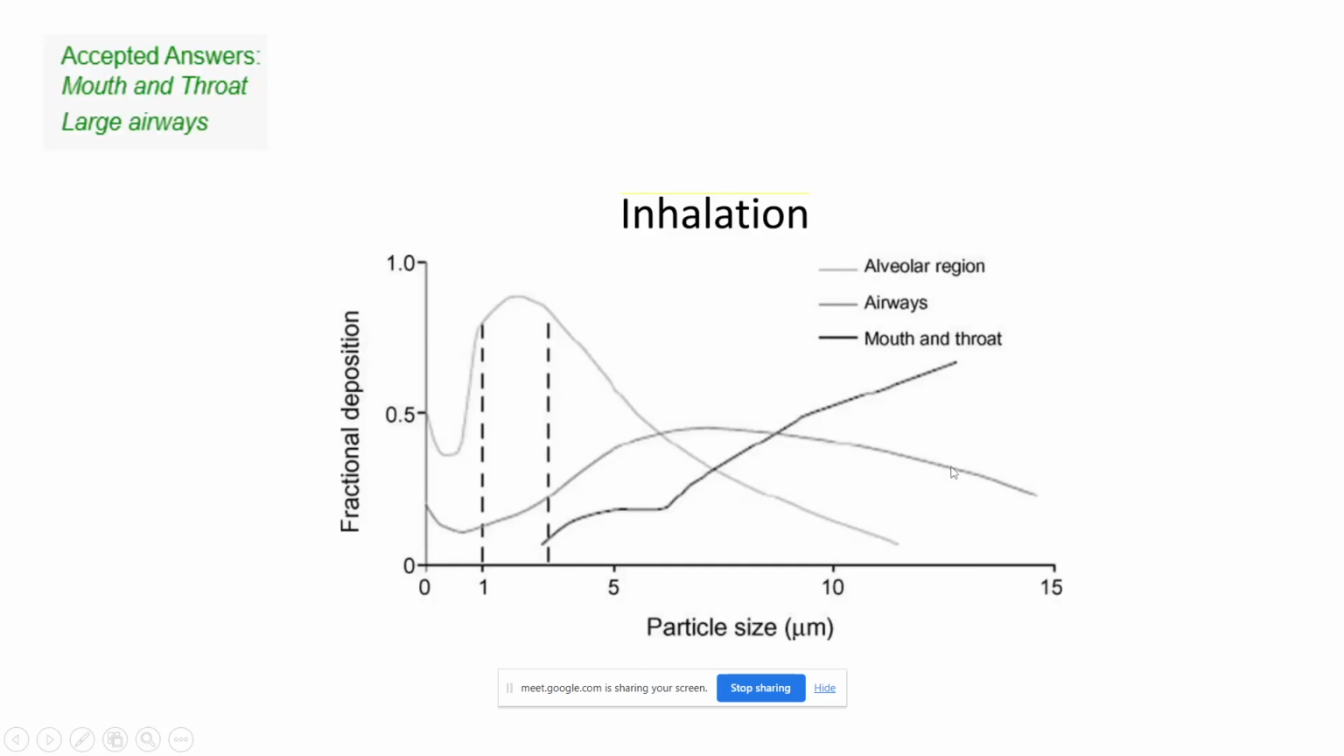So this is a plot basically depicting the deposition at different regions based on the particle size. Only up to 15 micron it's showing here, but if you see, up to 15 micron, airways and mouth and throat are the only places where it is deposited. When it crosses 10, it's already very low for the alveolar region. So particles of 20 micron will get deposited in the larger airways and mouth and throat.